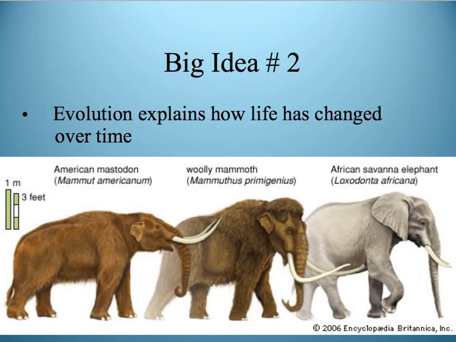All right, big idea number 2. Evolution explains how life has changed over time. If you look in your book at the beginning of chapter 4, it talks about how life has changed through the last 4.7 billion years, starting with chemical evolution, the first billion years, and moving into biological evolution, the last 3.7 billion years. Life has changed dramatically.